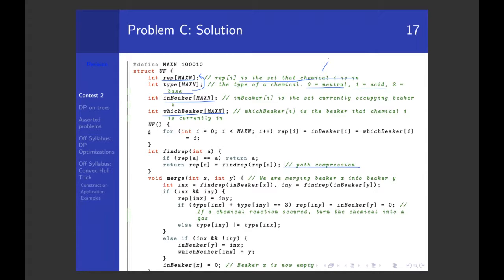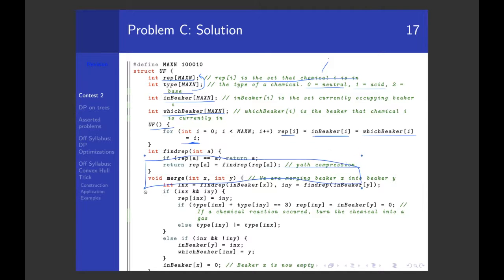So just initialize our union find. We're saying the rep, that is the parent in the union find tree, or what set you're in, is just yourself, as is the beaker you're in, and also which beaker you're in. They're all i. That's just initial values for everything. This is just path compression, which was covered in the union find lecture in data structures, which makes union find n log n. The proof of that is quite difficult.